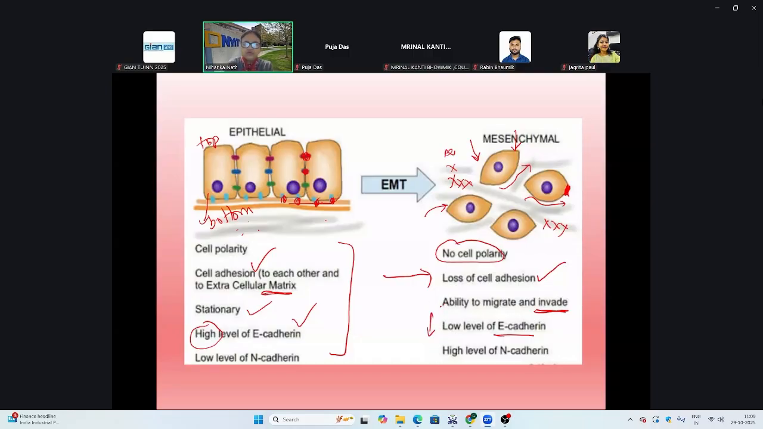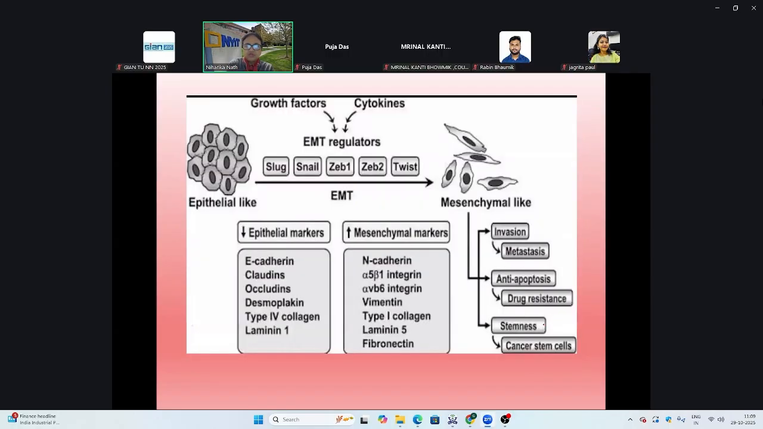So low amounts of cadherin, high amounts of cadherin in epithelial cells. And you can just ignore the N-cadherin for now. Okay. So those are your major properties of the EMT transition. And so that's what we're going to focus on, honestly, today.